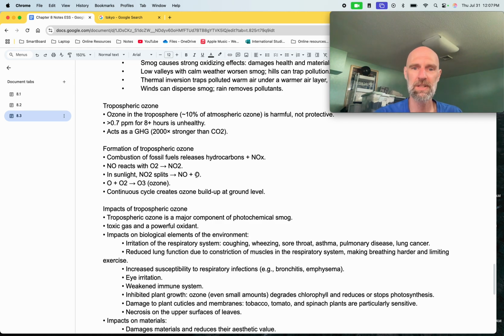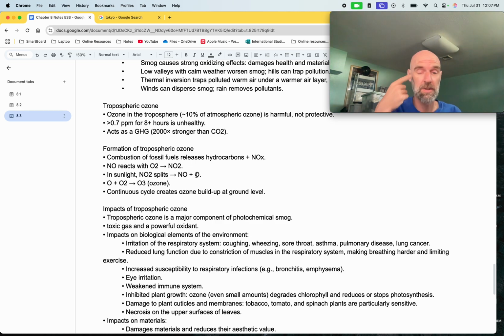Irritation of the respiratory system, coughing, wheezing, sore throat, asthma, pulmonary disease, lung cancer. Reduced lung function due to constriction of muscles in the respiratory system, making breathing harder and limiting exercise. So again, irritation to the respiratory system and all the problems that go along with it. Increased susceptibility to respiratory infections or bronchitis, asthma, COPD, emphysema, stuff like that. If you have a precondition already with the lungs, this is really going to hit you hard.